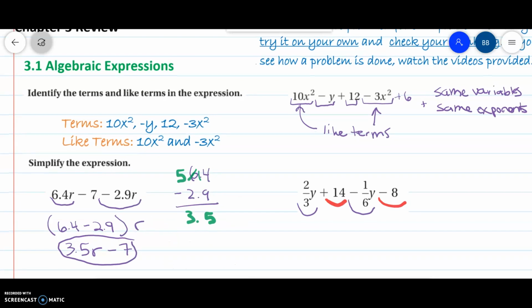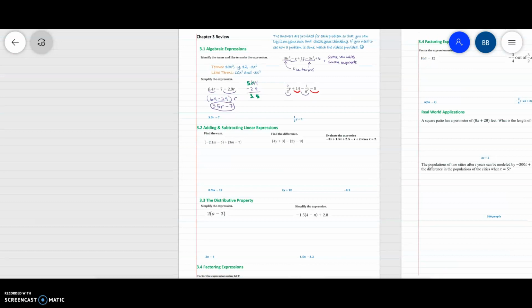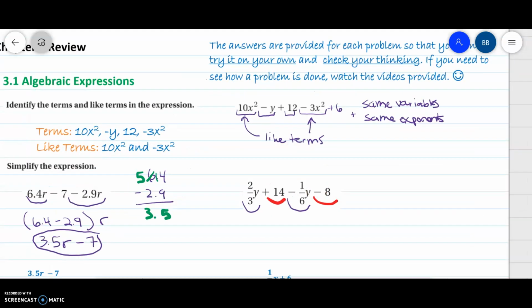So let's combine our, oops, let's zoom back in here, sorry about that.